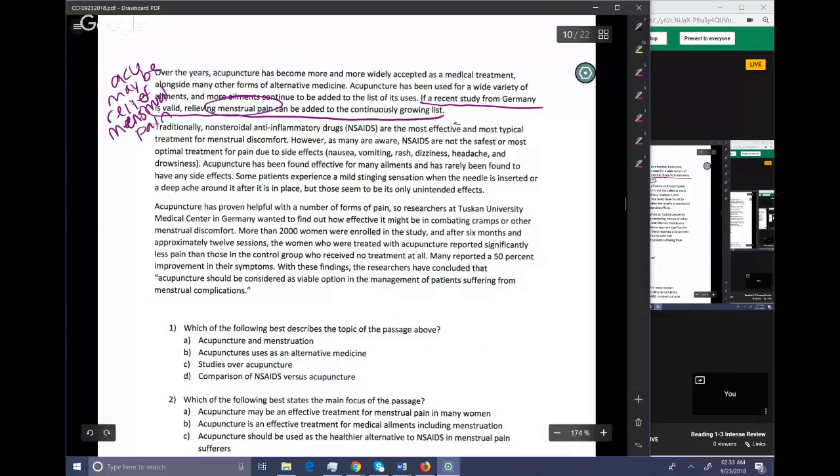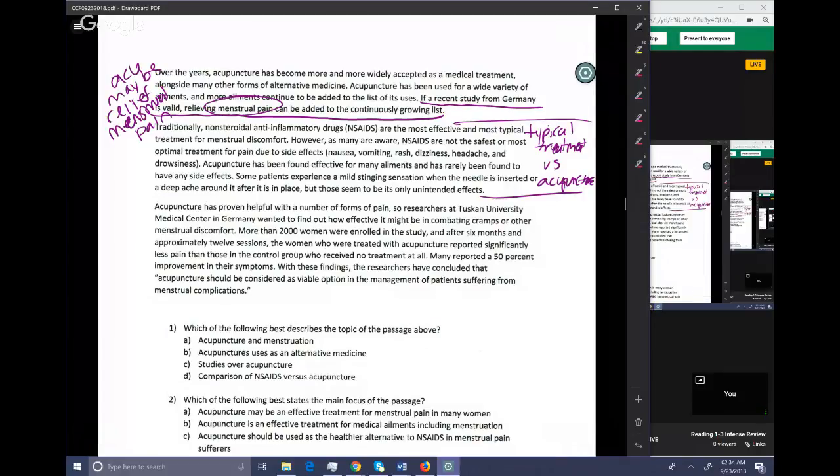The second paragraph talks about the typical treatment, like the most common treatment to begin with, which would be NSAIDs, and then kind of introduces acupuncture, does a little bit of a comparison contrast. So it says typically NSAIDs are what people use to deal with menstrual pain. They have some long-term effects. That's not good. In comes acupuncture. The only effects of acupuncture are this and that. So that might be a better long-term solution. So this is kind of comparing those two.